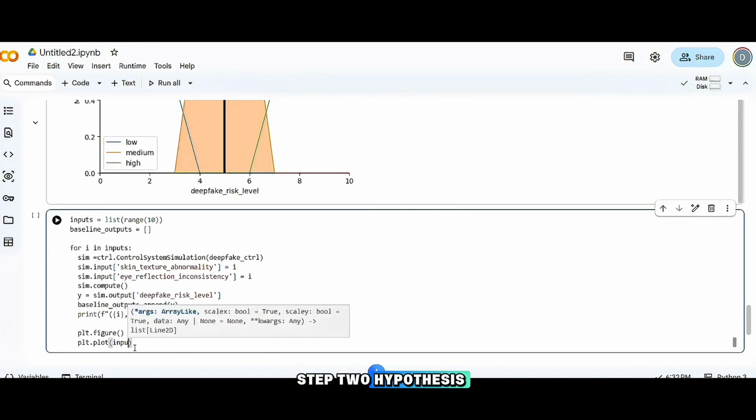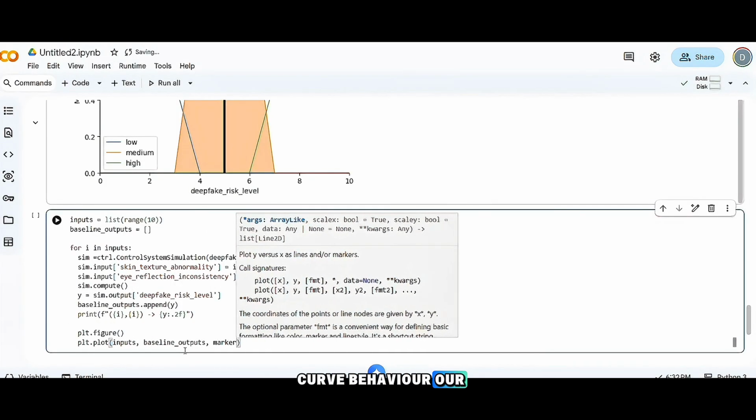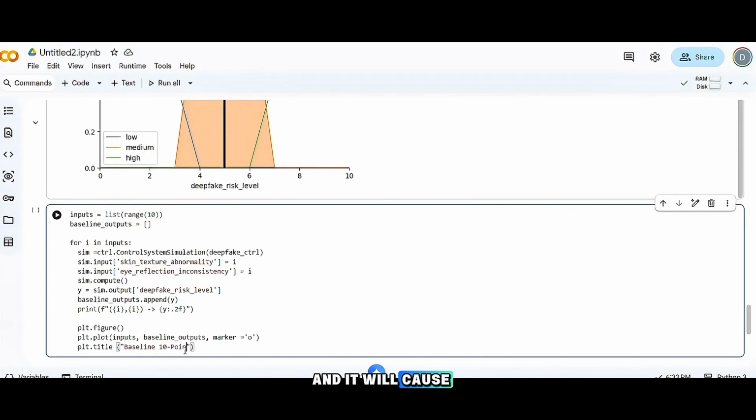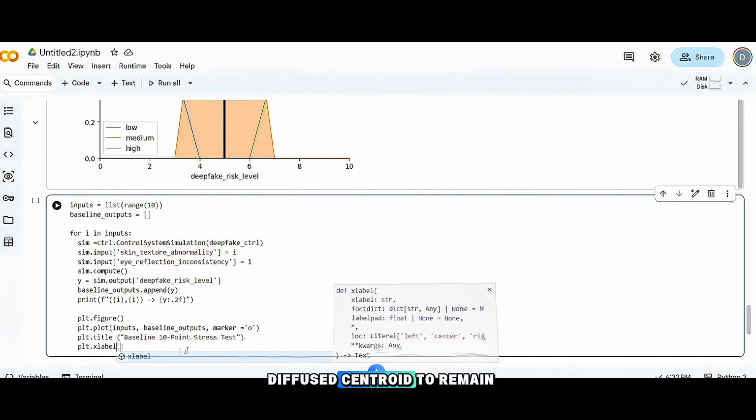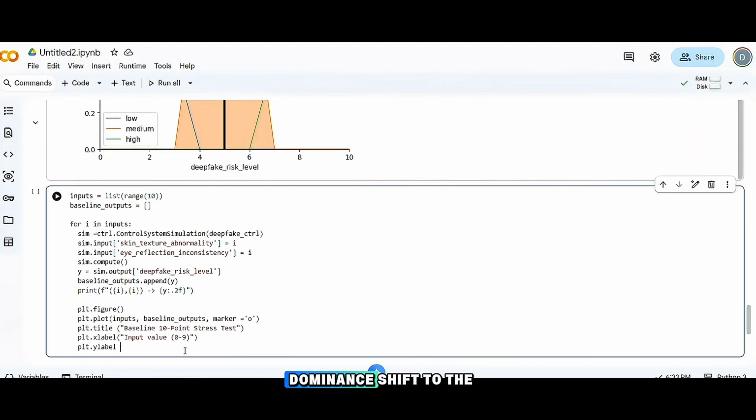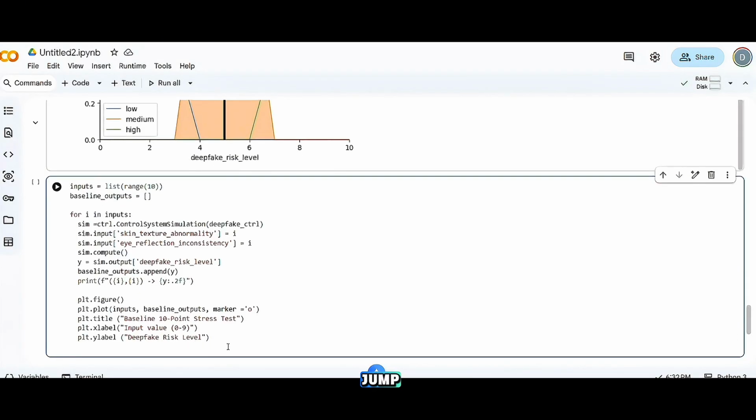Step 2, hypothesis. Based purely on the curve behavior, our hypothesis is that the medium rule will dominate strongly across this region, and it will cause the defuzzified centroid to remain stable even as input increases. Once the input crosses the membership boundary, dominance shifts to the high risk rule, resulting in a sudden jump.